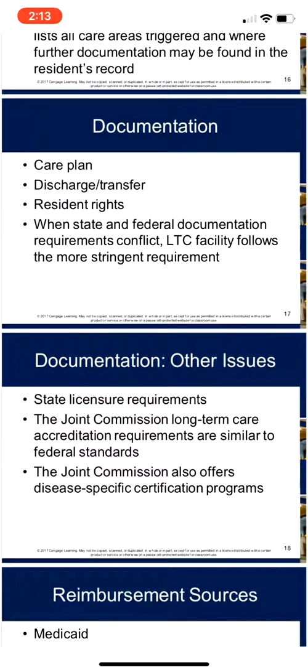In addition to long-term care accreditation standards, the Joint Commission offers disease-specific care certification programs. For example, a long-term care facility with a special care unit for the care of Alzheimer's patients or Alzheimer's-type dementia patients could elect to seek certification for this unit with or without seeking accreditation for the entire facility.